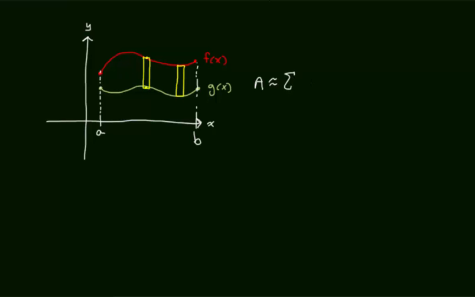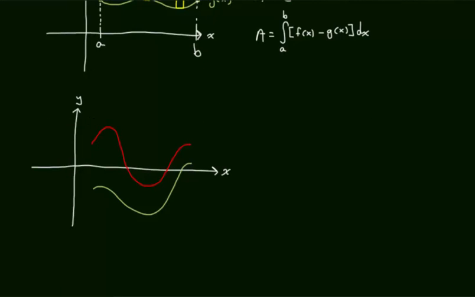Now the width of each rectangle is going to be some partition change in x, but the height of each rectangle is going to be the difference of f of x and g of x. And the width is going to be change in x. So if I wanted to find the actual area of the region, I'm going to do the infinite sum from x equals a to x equals b of the height, which is f of x minus g of x, the height of the rectangle, times the width of every rectangle, dx.